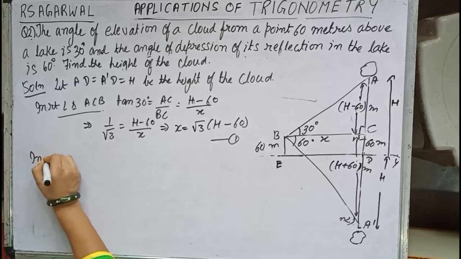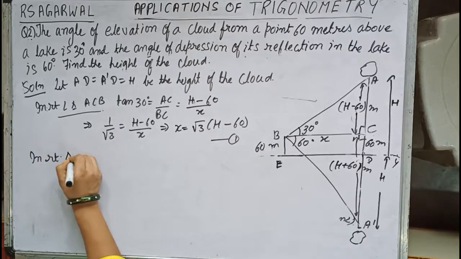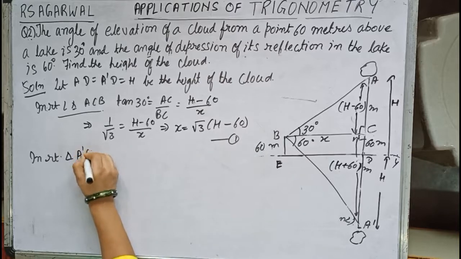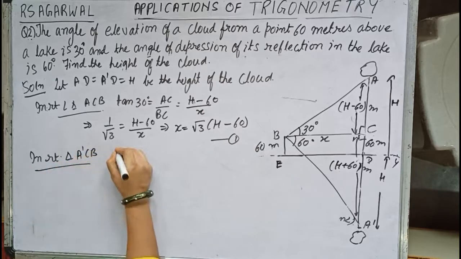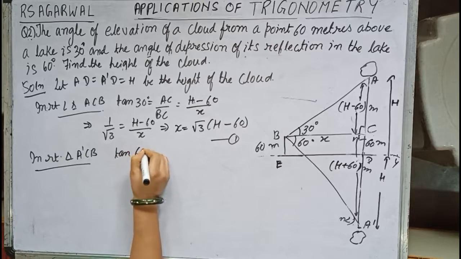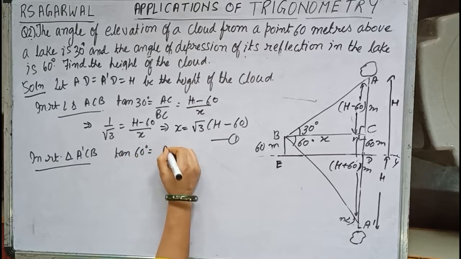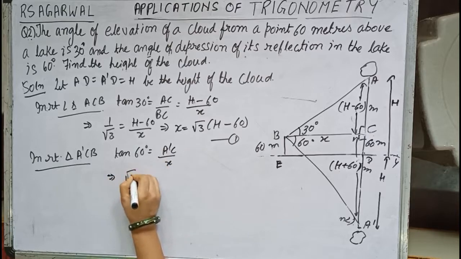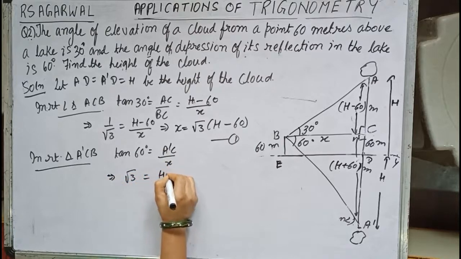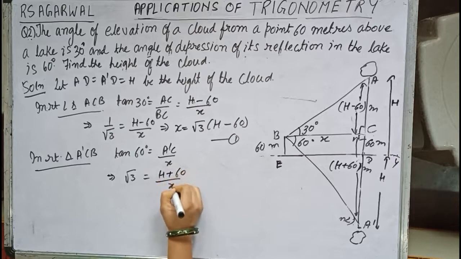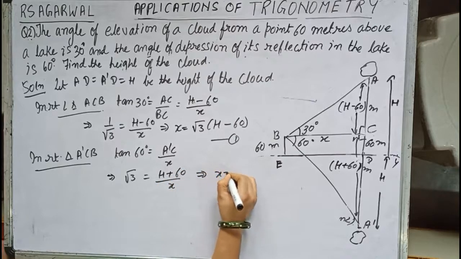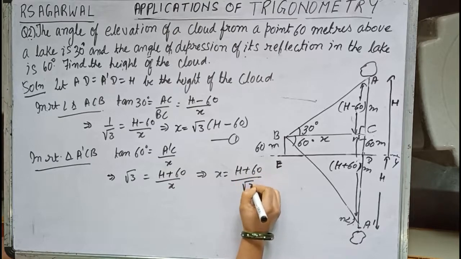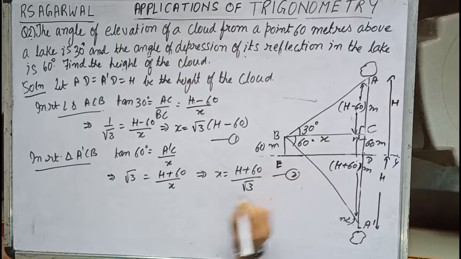Now again in the other right angle triangle A dash CB, tan of 60 degree equals perpendicular by base. This implies root 3 equals H plus 60 by X. This implies X equals H plus 60 by root 3. Let us make it equation number 2.